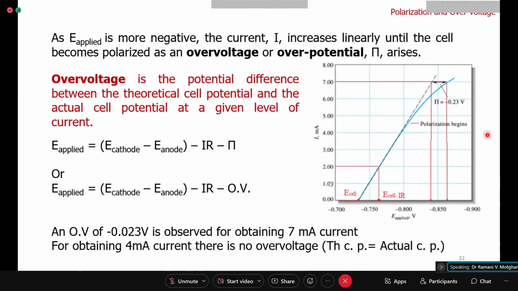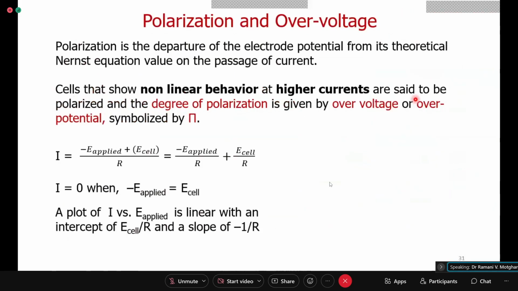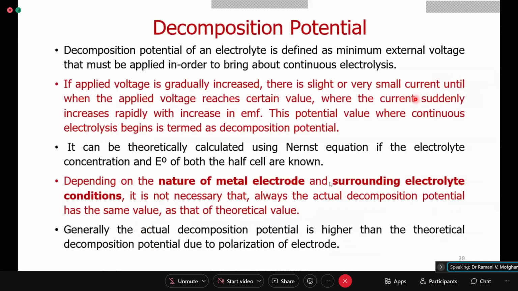Here you can see the applied potential has to be higher than the theoretical value, because you consider it has to go linear way. This is the dotted line. So we come to an important definition which is very frequently asked: define decomposition potential. Decomposition potential is the potential at which active electrolysis takes place, or you get copious evolution of gas, or a constant current flows through it.